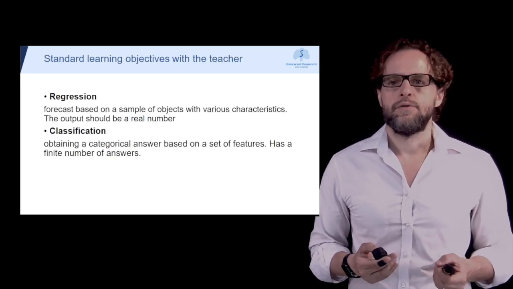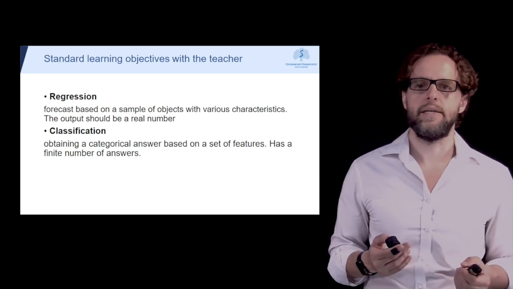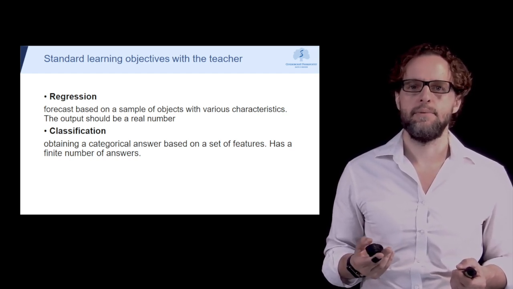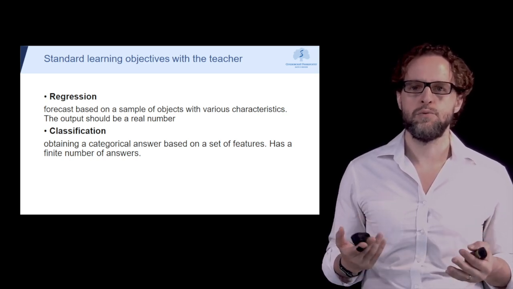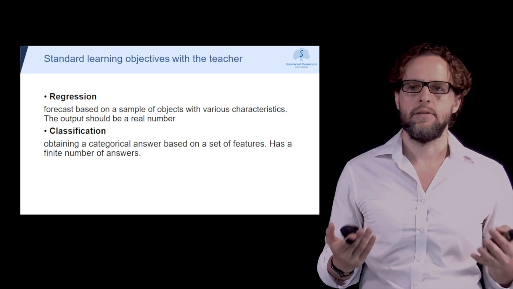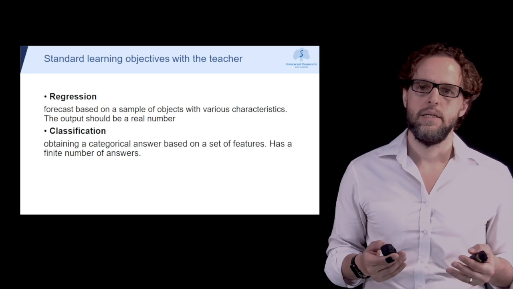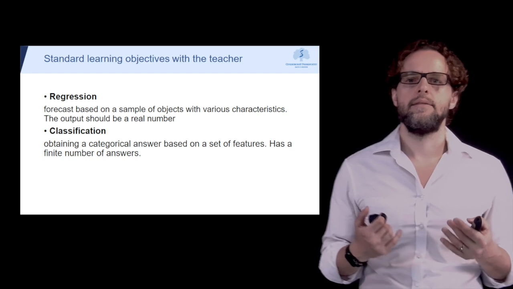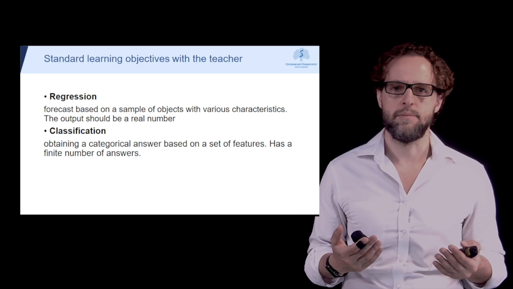Supervised learning solves two main classes of problems: regression and classification. Regression is a forecast based on samples of objects with various characteristics. The output should be a real number. If the model outputs real numeric values, then it solves a regression problem. If the model predicts a category or class, it describes a classification problem.